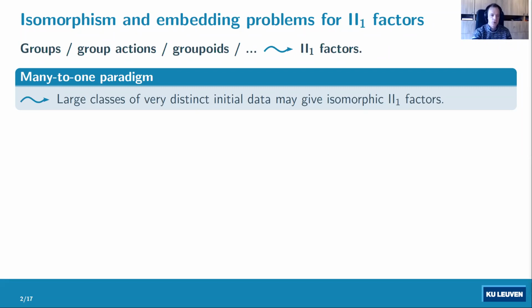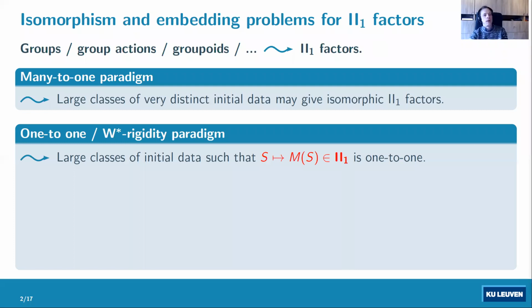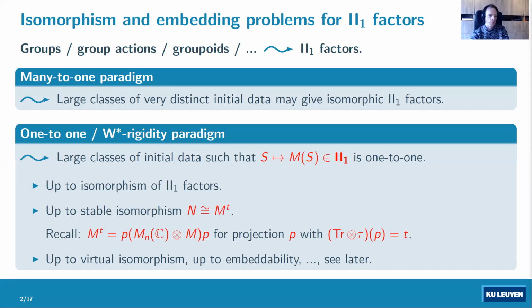Very much opposed to that, there is the rigidity paradigm, where in very different classes of initial data, it may happen that the II_1 factor that you associate to this initial data completely remembers the data it was constructed from, and we get this kind of one-to-one factorial constructions, if you wish. Now, of course, we have to say what one-to-one really means. It will always be in terms of one-to-one up to isomorphism. And in this talk, there will be obviously many different types of isomorphism that may arise.